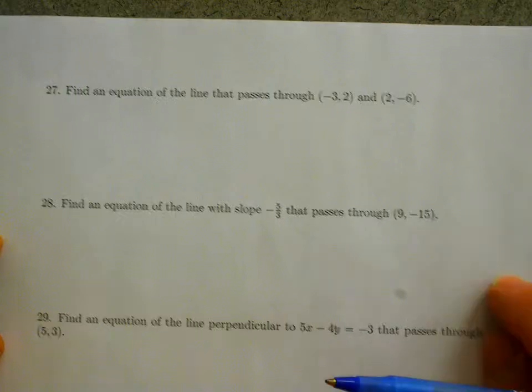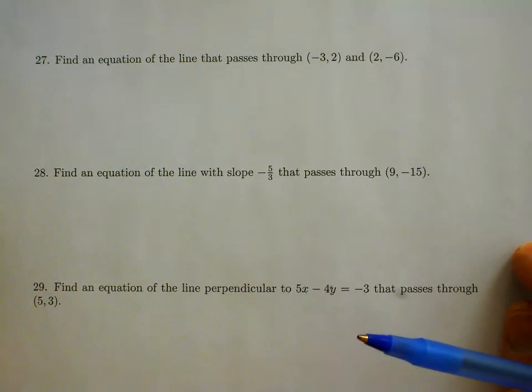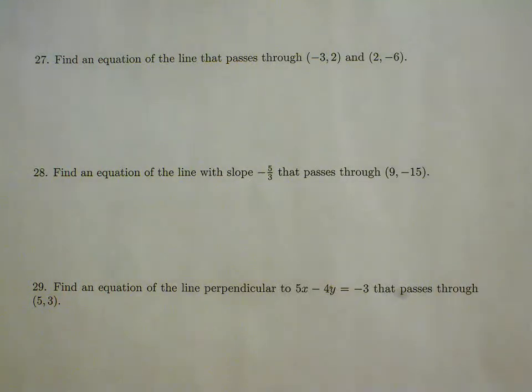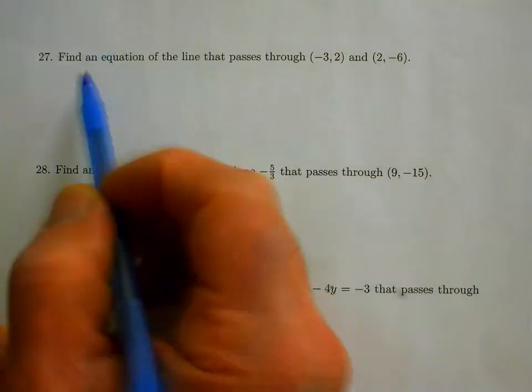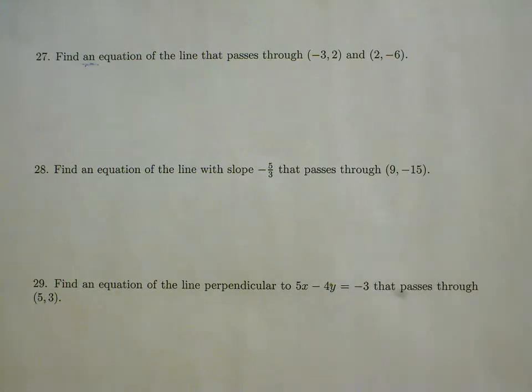Okay, on the next sheet, problem 27. Find an equation of the line that passes through the point with ordered pair -3, 2, and another point with ordered pair 2, -6. Okay, this says find an equation, so it doesn't say what form to put it in, so we have some leeway on deciding what form to put it in.